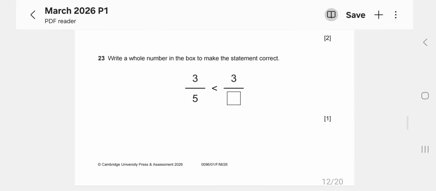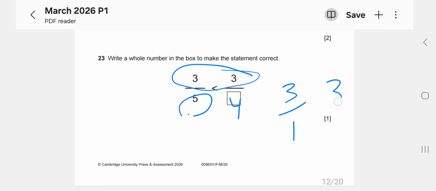3 over 5 and 3 over a missing number, this is a crazy fraction. Since we have the same numerator, any number here less than 5 will make a greater fraction. So if I choose 4, it will be greater. 3 over 1 will be greater. 3 over 2 will be greater. 3 over 3 will be greater. Because this is a crazy fraction with the same numerator, whatever the number in the denominator is, it depends on it.